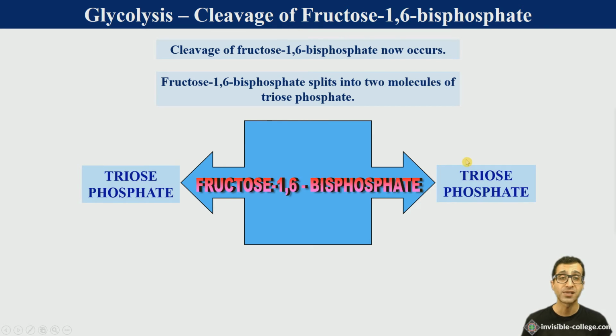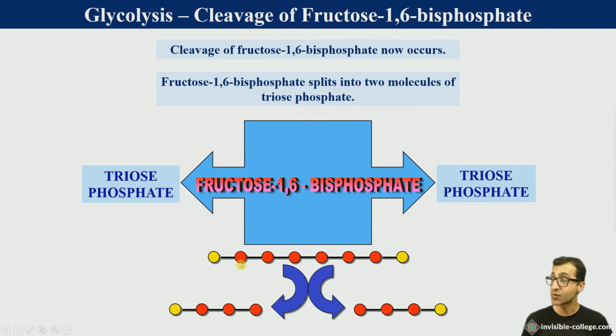Now to visualize this, we can illustrate like this. So we started with a 6-carbon sugar, we ended up with a diphosphorylated 6-carbon sugar, fructose 1,6-bisphosphate. That took 2 ATP molecules, but now that we have this activated molecule, it's unstable and it breaks apart to form 2 3-carbon phosphorylated sugars, triose phosphates.